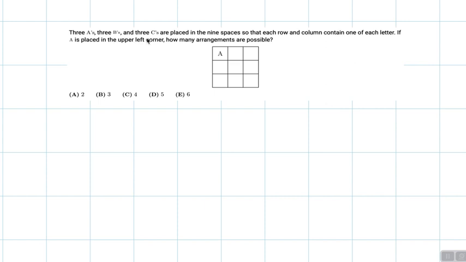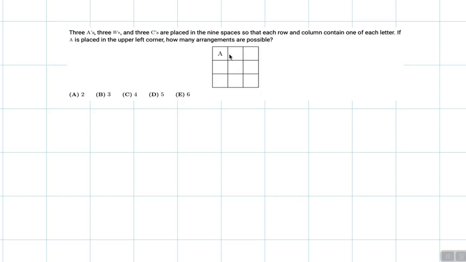3 A's, 3 B's, and 3 C's are placed in the 9 spaces so that each row and column contain one of each letter. If A is placed in the upper left corner, how many arrangements are possible? So that each row and each column contain one of each letter.